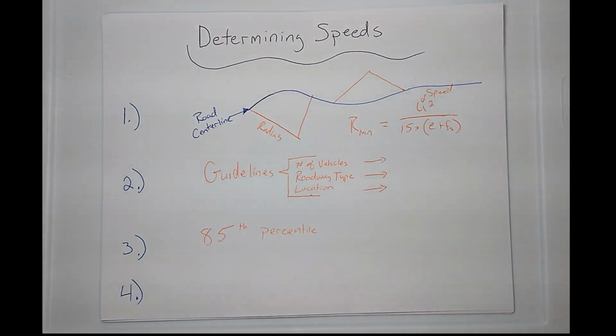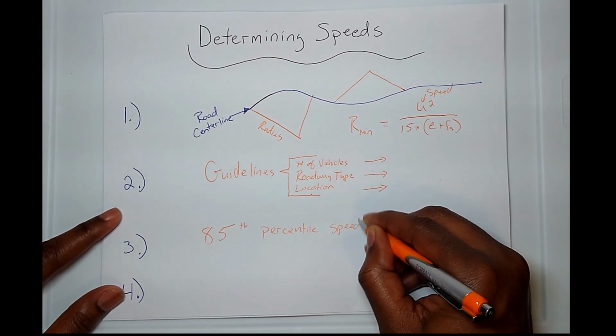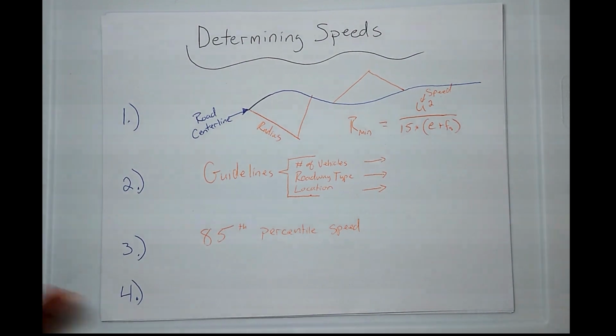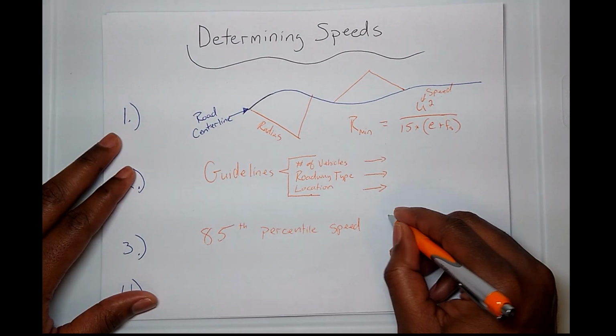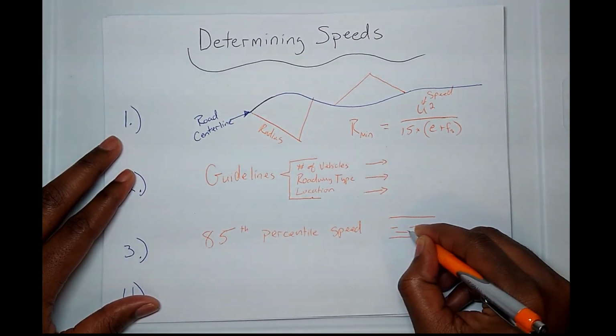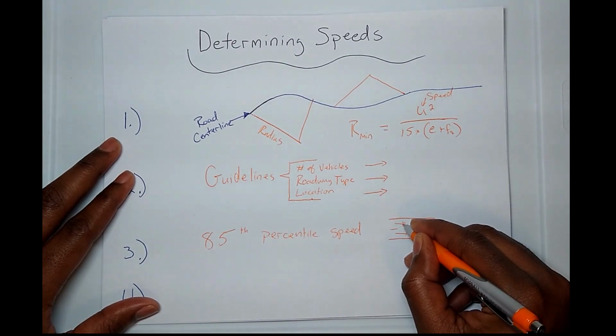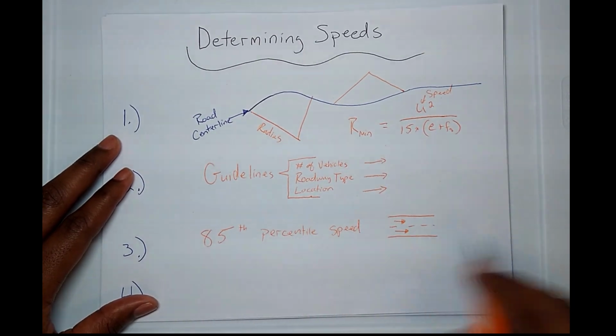Then you have this thing called the 85th percentile speed. The 85th percentile speed is a reactive way of setting a speed. So this roadway already exists. Vehicles are already traveling on this roadway, and people are recording the speed of the vehicles as they pass through.